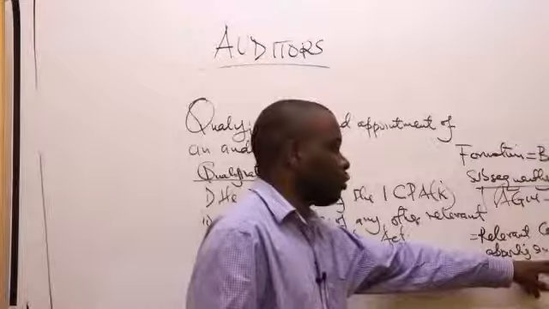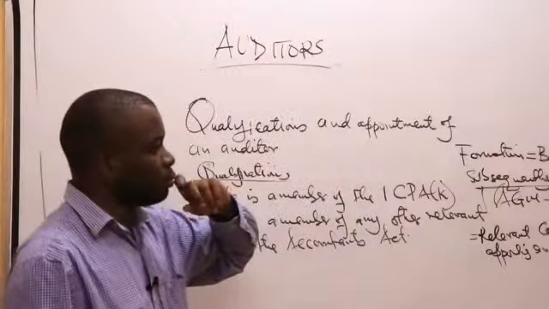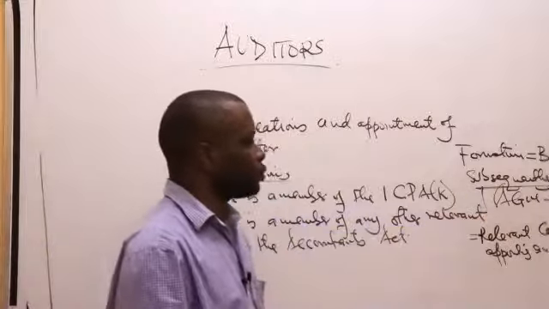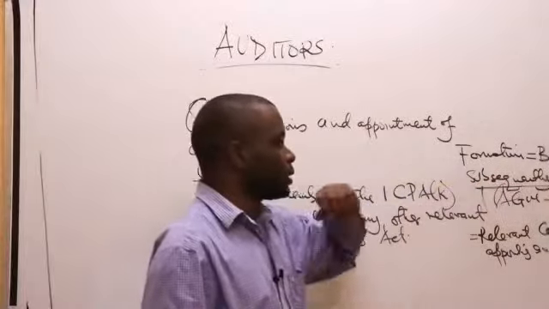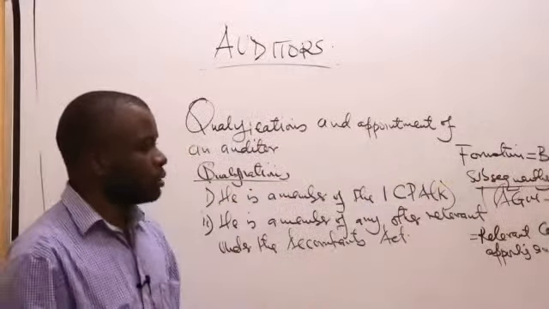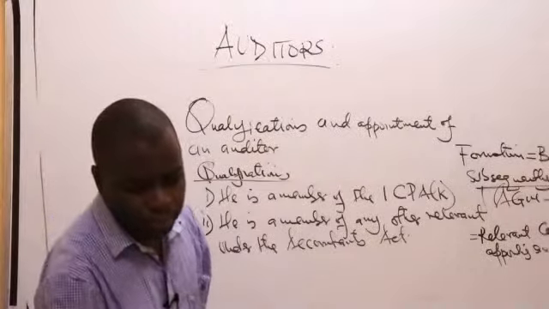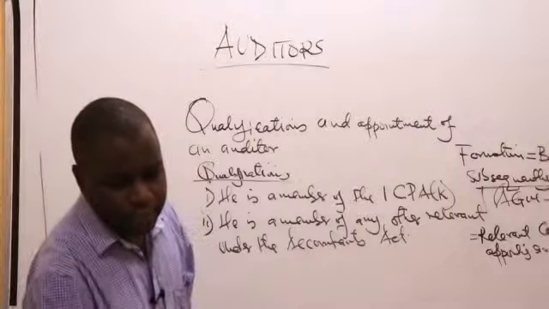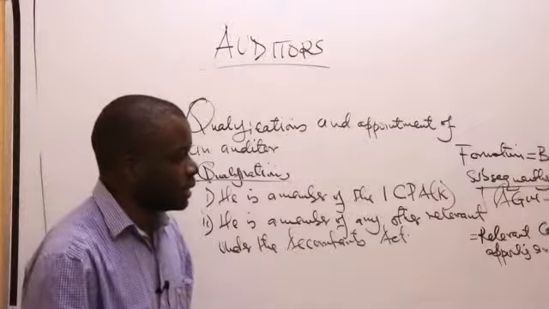But generally, those persons who are supposed to appoint an auditor in a company are the members of the company. In formation, it could be the board of directors. At each and every AGM, the members will decide who will be the auditor of the company. So the auditor will serve for the whole financial year until the next financial year, or until the next AGM.